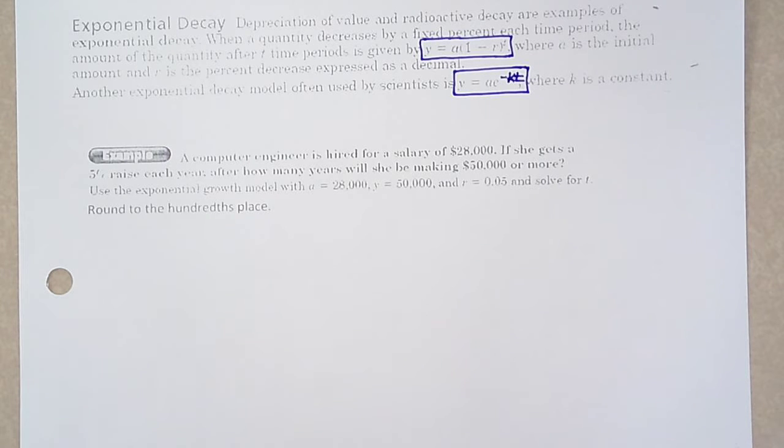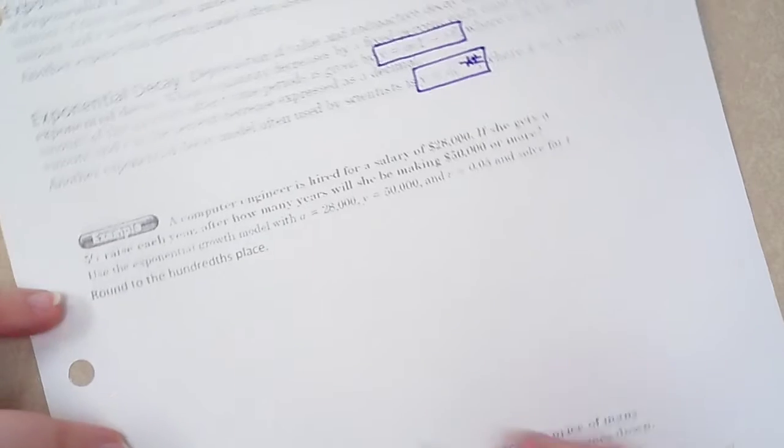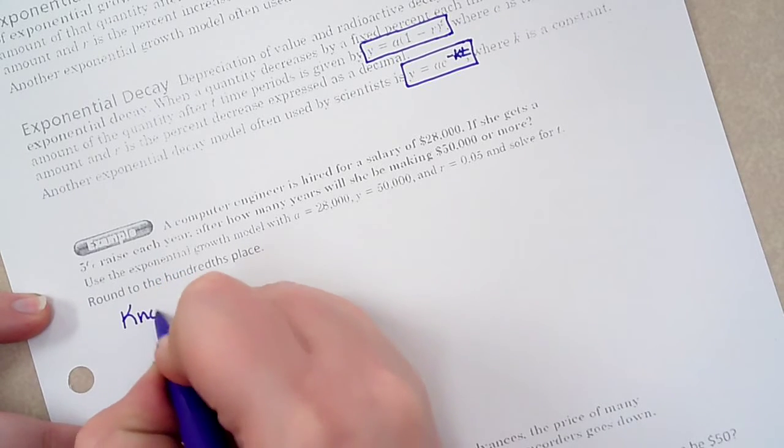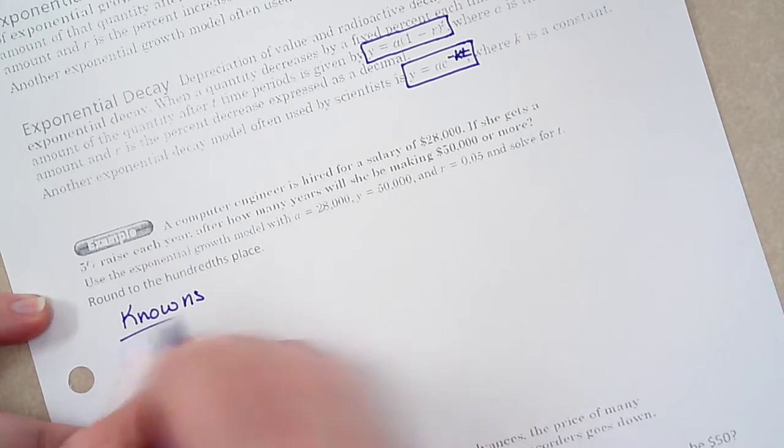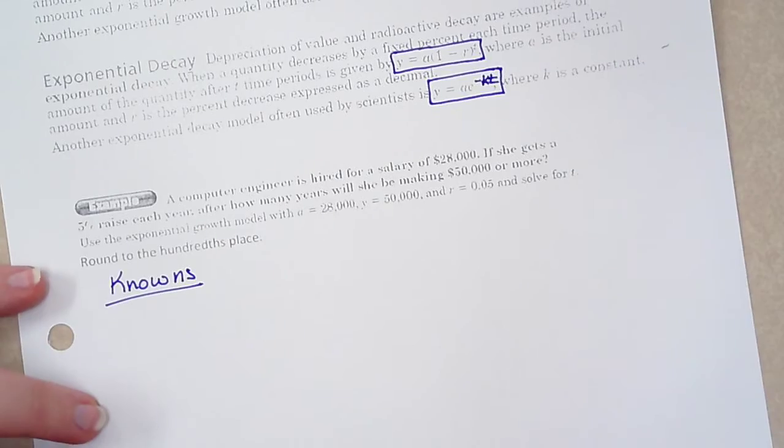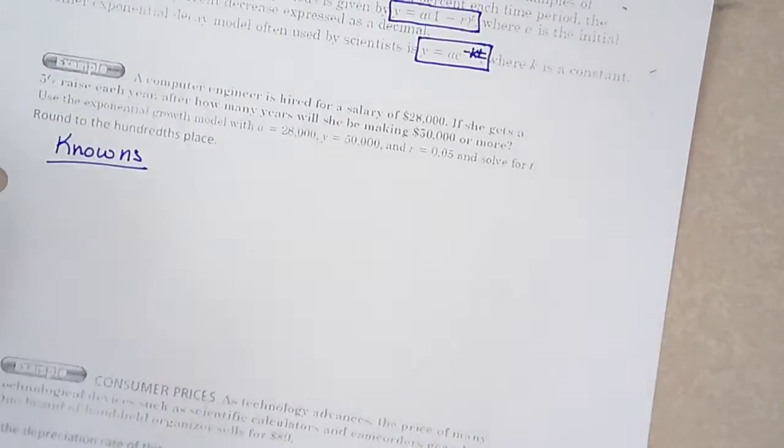So a computer engineer is hired for a salary of $28,000. If she gets a 5% raise each year, after how many years will she be making $50,000 or more? It says use the exponential growth model with the following. And even though it already gives me my knowns, I like to rewrite them so that I have them and for sure didn't mix anything up in the process.